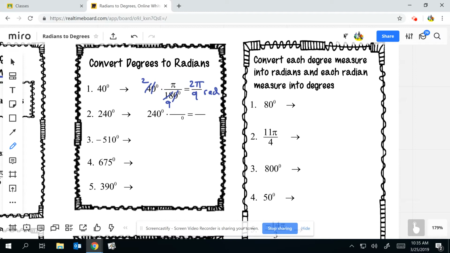240, you want to again multiply it by pi over 180 because you want to go to radians. Since they both end in 0, I would cross out the zeros. 24 and 18 can be divided by 6. So you get a 4 and a 3. So 4 pi over 3 radians.